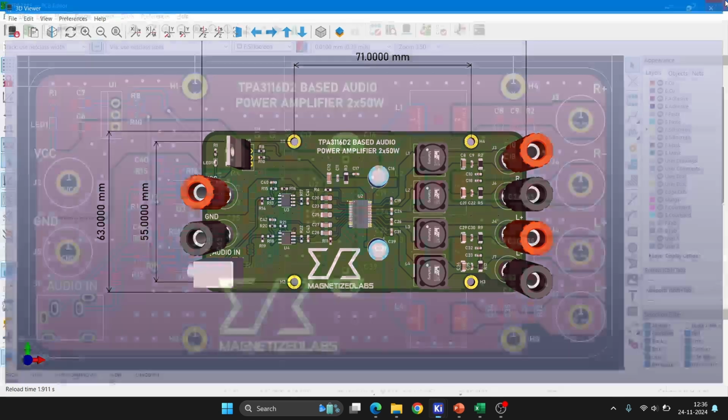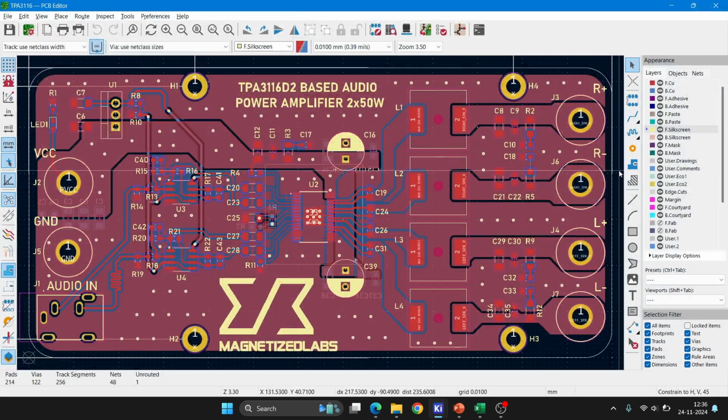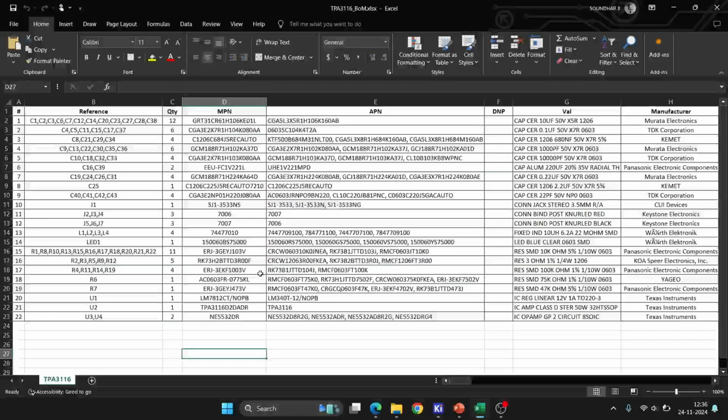So for the same circuit, we have to generate a BoM. I'll go to the BoM. Yes, this is the BoM. I have kept all the columns, and I recommend people to use all these columns because all are important information: reference, quantity per PCB, MPN, APN. APN is alternative part number.